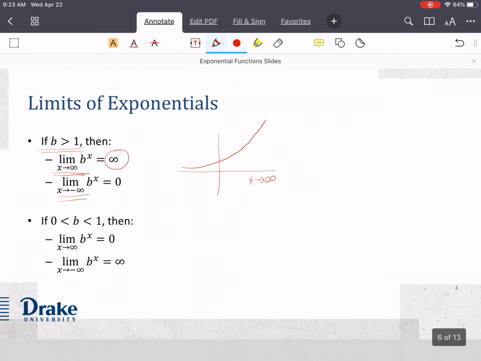When x is going to negative infinity, if you're going this side, then your y value is getting close to 0. It's never there, but it's super close to 0. For that reason, the limit is always 0.